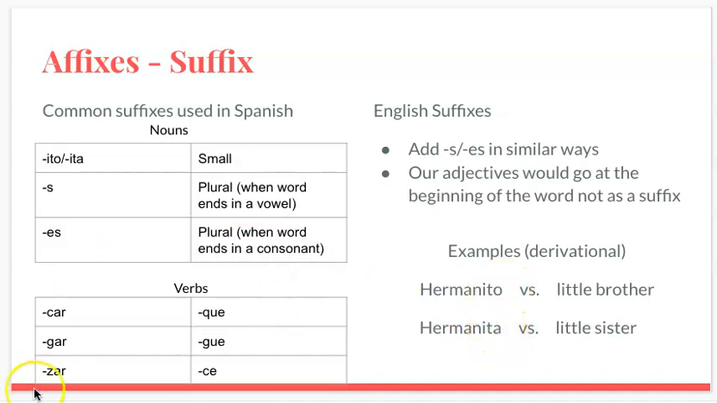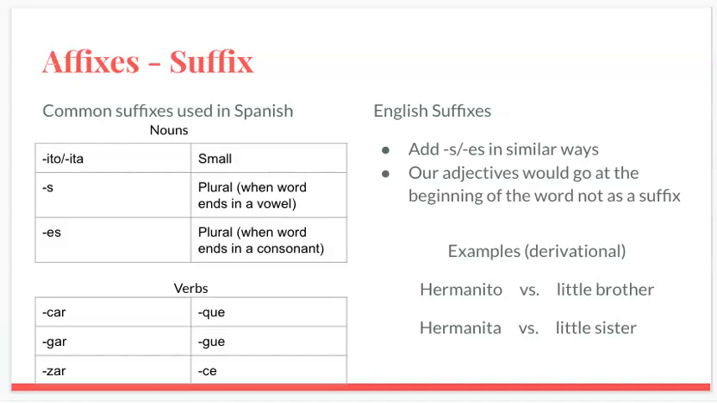And this is different than the English language because our adjectives generally go before the word or noun that it is describing, and in Spanish it goes after, or it can be attached to the word, as we saw here. To make things plural, just as English does, they add s or es to the ends of the words. So s would go when the word ends in a vowel, and es would go when the word ends in a consonant. And English does that in similar ways.